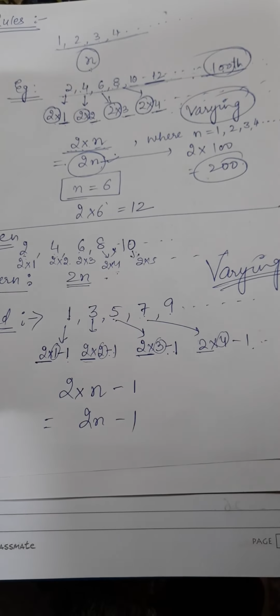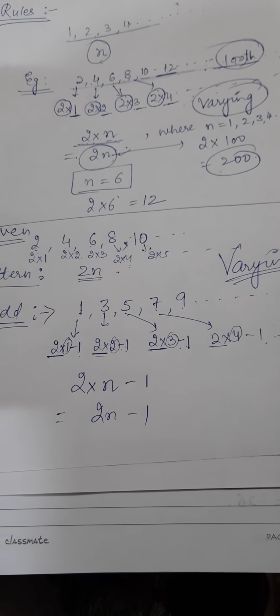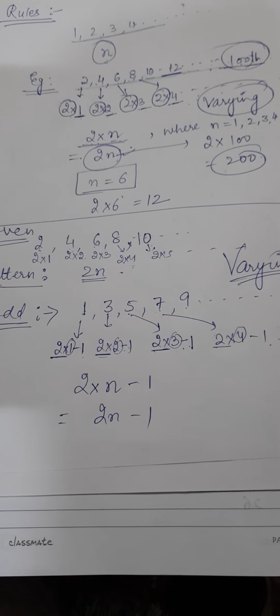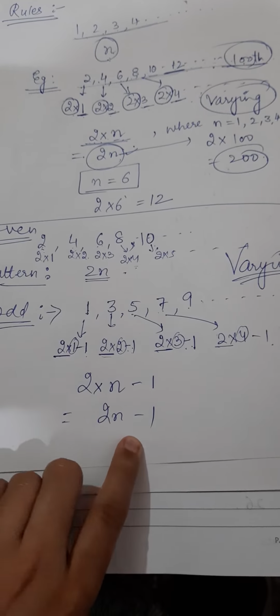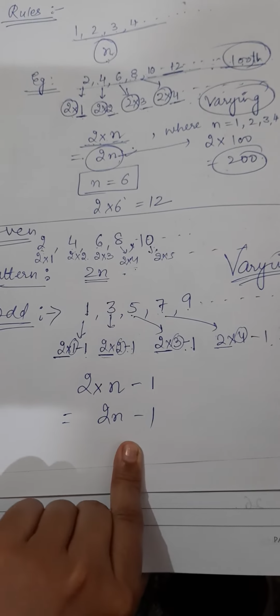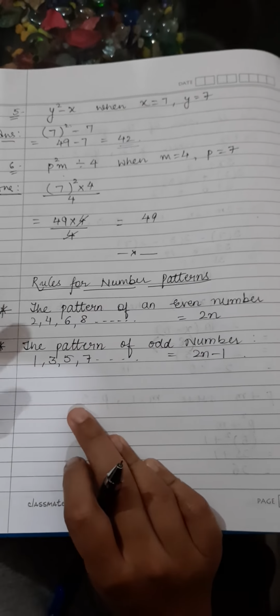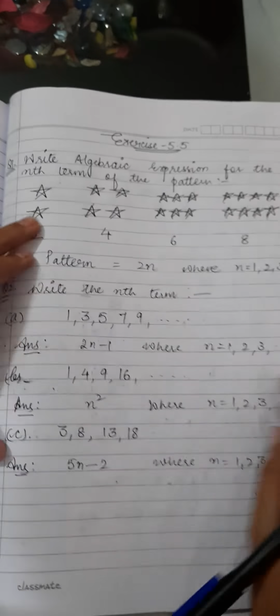So from this I have got to know that the pattern for the even numbers is going to be 2n, and the pattern for the odd numbers is going to be 2n minus 1. Right? Now on the basis of this, I have just written these rules. Now we will be starting with the exercise 5.5.